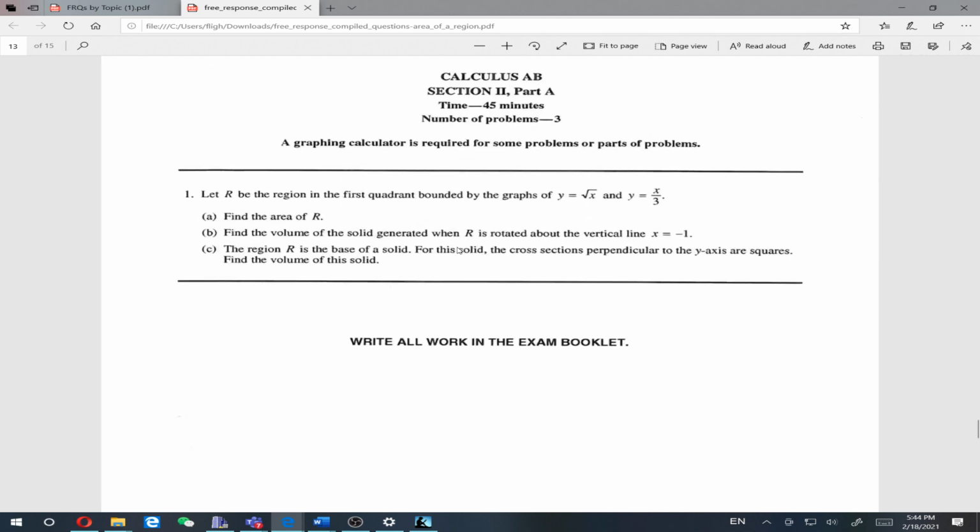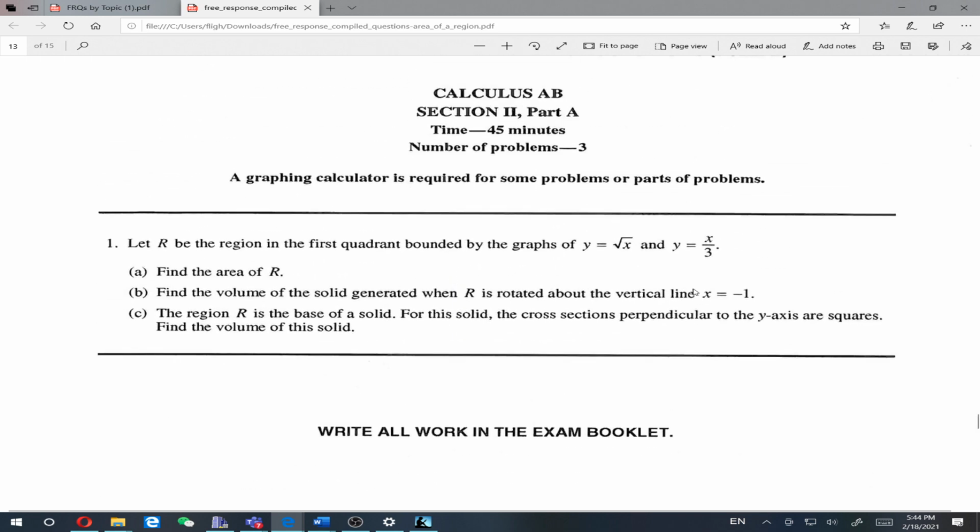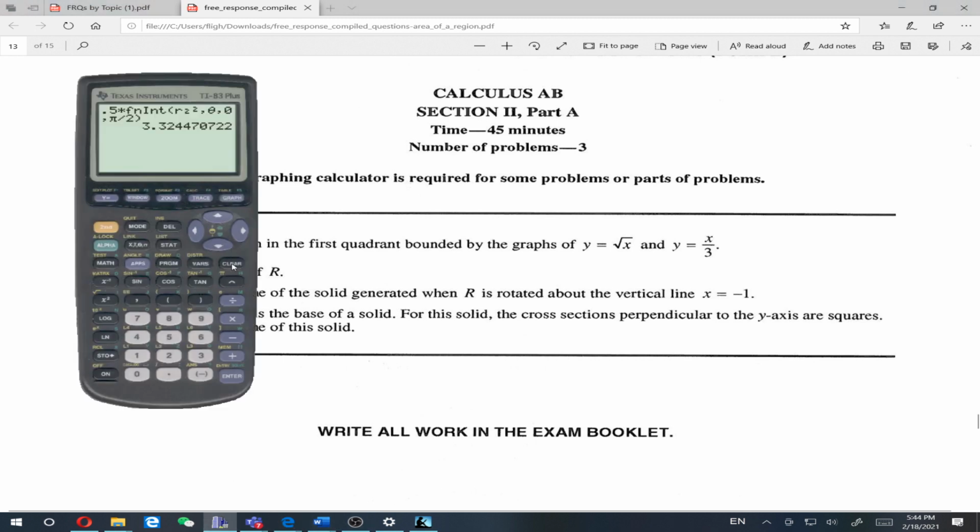Let's do this one for disk and shell methods. I think we had some issues there a while ago. Okay, so I will need a graphing calculator for this one, but we've got a region R bounded by the graphs of square root x and x over 3. So I've got a graph that looks something like this. Actually, we'll just graph it in a graphing calculator. In function mode, root x and x over 3. I'm going to change my window. We'll go from x equals -1 to x equals 2, since I know these intersect at 1 and 0.